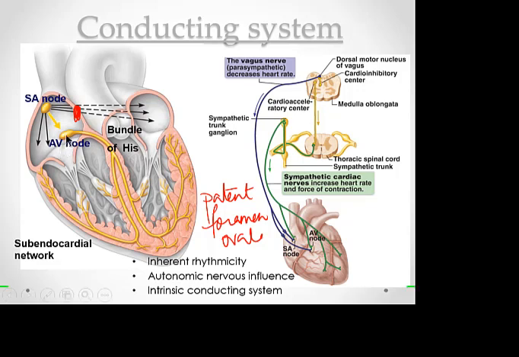From the AV node, again, specialized fibers collect together as a bundle, which is called the bundle of His. Notice how the bundle of His travels in the interventricular septum. And then while it's in the interventricular septum, it will divide into two branches, the right bundle and the left bundle, to go to the right and left ventricles. And then it goes just under the endocardium and spreads out as Purkinje fibers. These are all Purkinje fibers, which is called the subendocardial network. So this is the intrinsic conducting system.